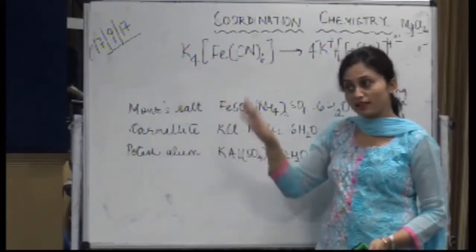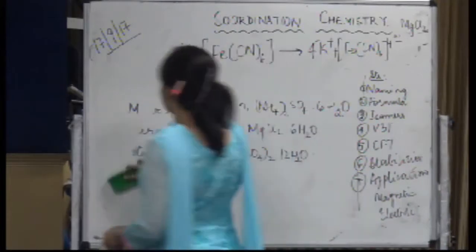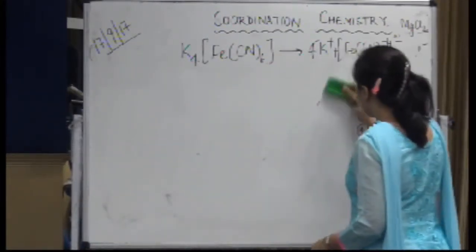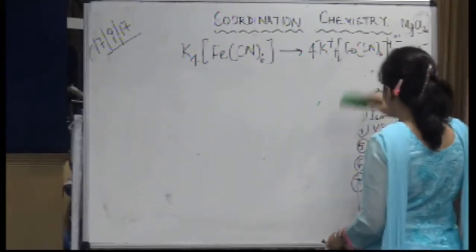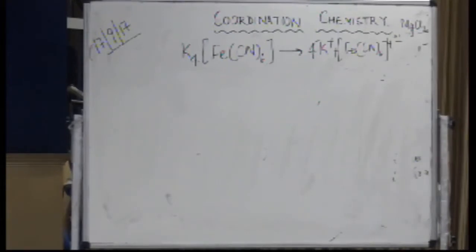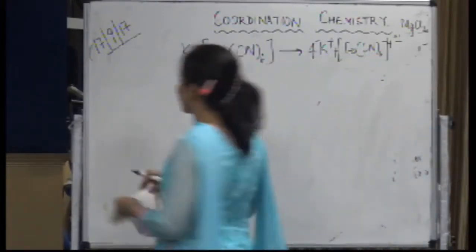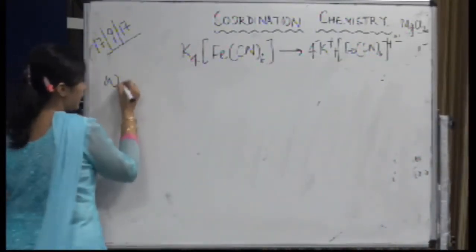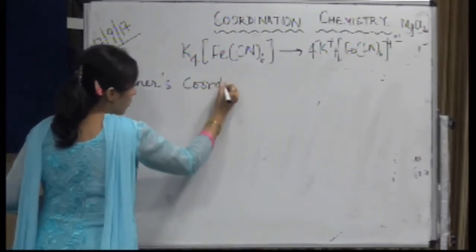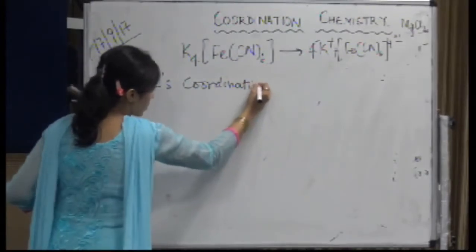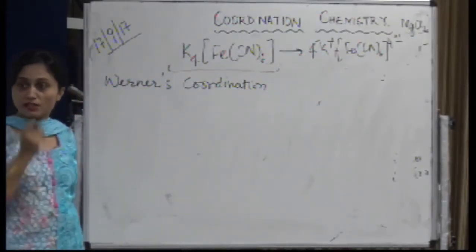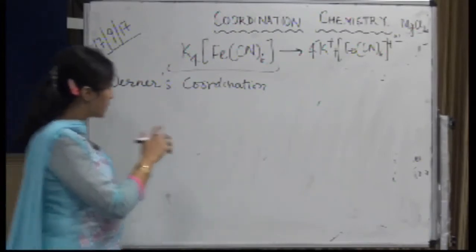Then an important thing that was given for the understanding of these coordination compounds was given by Alfred Werner. I should be calling him Sir Alfred Werner. He gave Werner's coordination theory. You are all very brainy, so you must have understood this structure just by looking at it. So look up and understand Werner's coordination theory.